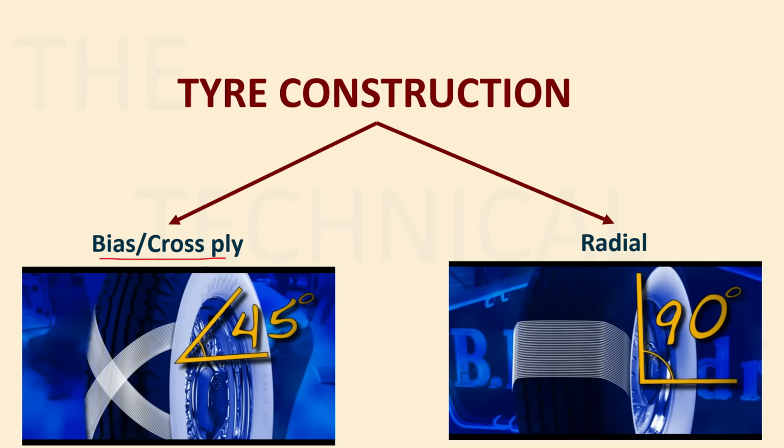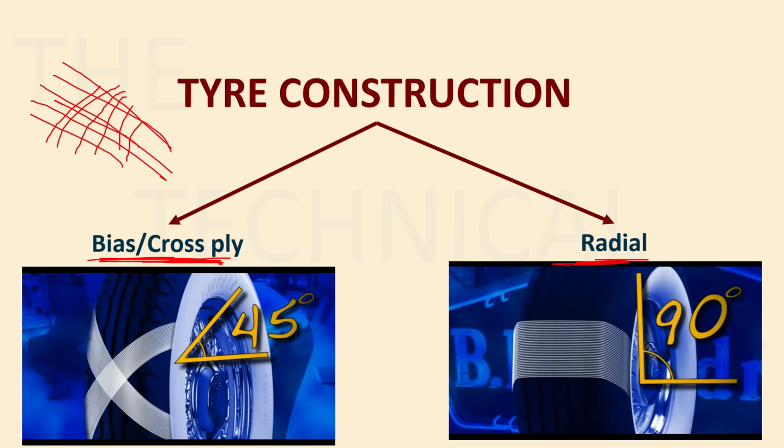And tires are constructed with two methods. First is your bias or cross ply. Second is your radial. In bias or cross ply, your plies are arranged in a cross manner. So these are your plies and then these are your plies. You arrange them in a crossing manner, right? And a general angle between these plies would be 45 degrees, right? And in a radial manner, you arrange the plies from bead to bead. So this is your bead. You take it from here and then you join it again in your bead. So this is your radial, in which you join the plies from bead to bead.